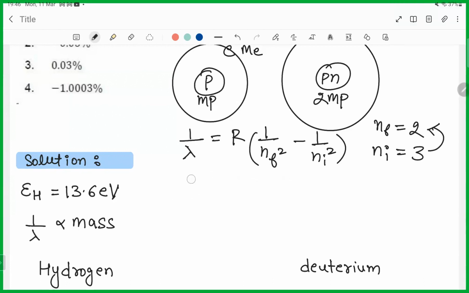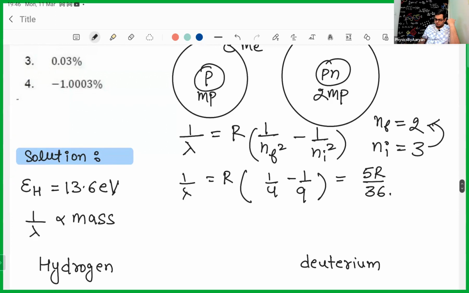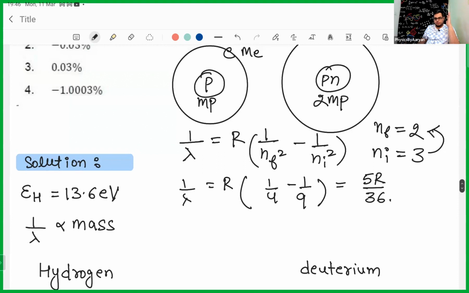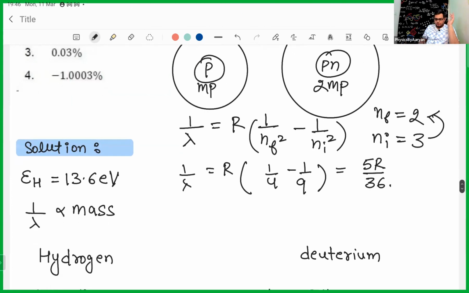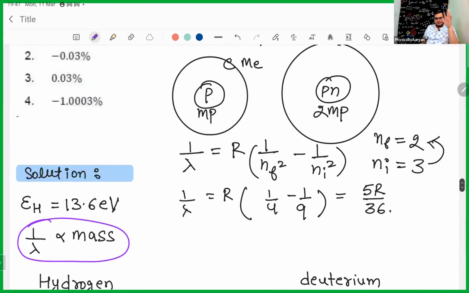Okay, great. So 1 by lambda equals Rydberg constant, 1 by 4 minus 1 by 9. So basically you get 5R by 36. Right, 5R by 36. So this is your 1 by lambda. Okay, good, very good. So we are done here. Now you already know, I told you in the first question itself, that 1 by lambda depends directly on the mass. So again, the thing is same.